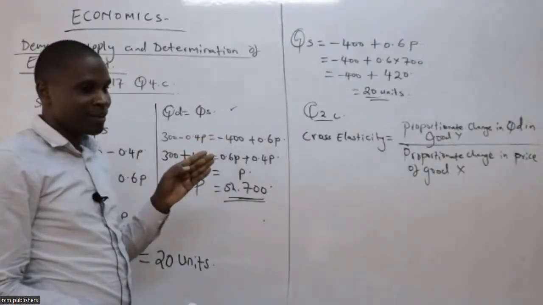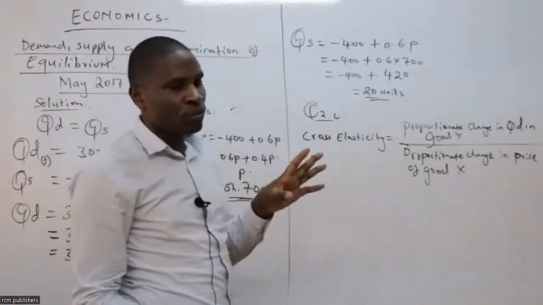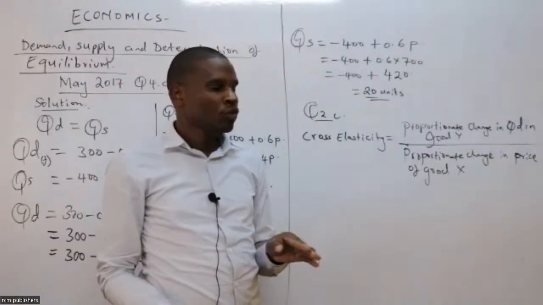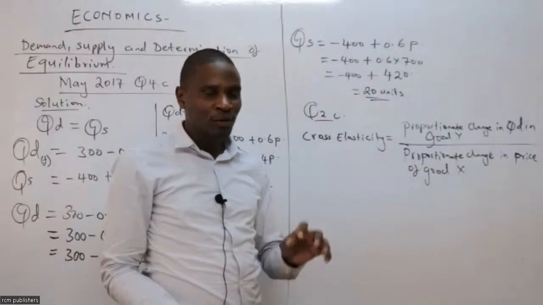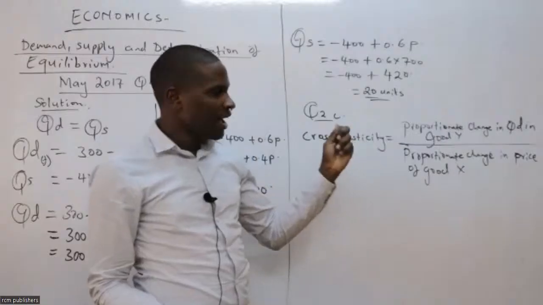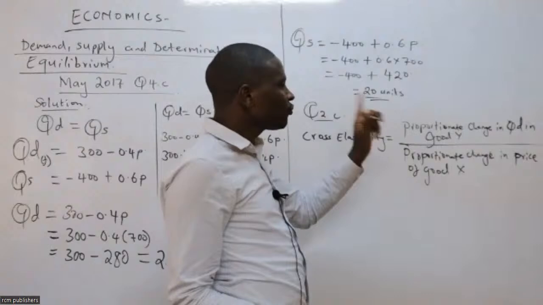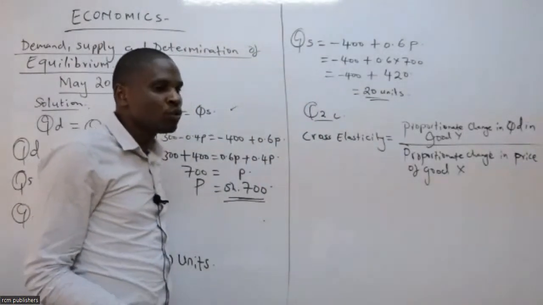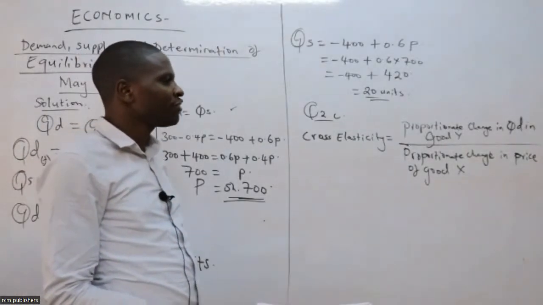Once you do this, we usually compare the result. The result is always compared with 1. So if you get 10, you compare it with 1, and then we see how we comment. First of all, synthesize this formula: to get the cross elasticity of demand, we use the proportionate change in quantity demanded of good Y over the proportionate change in price of good X.